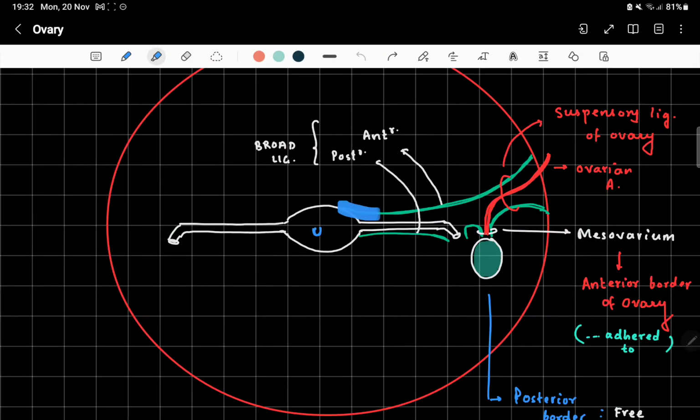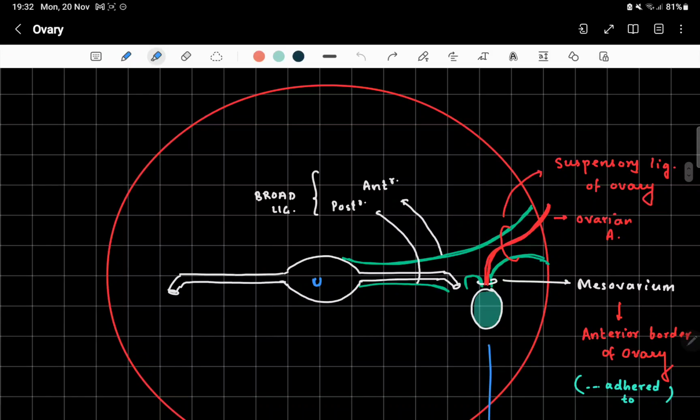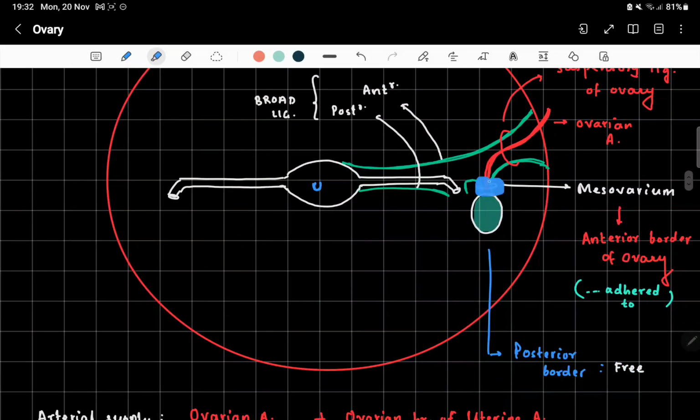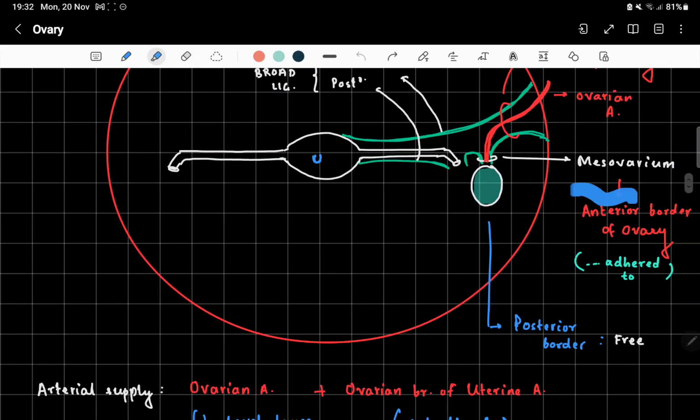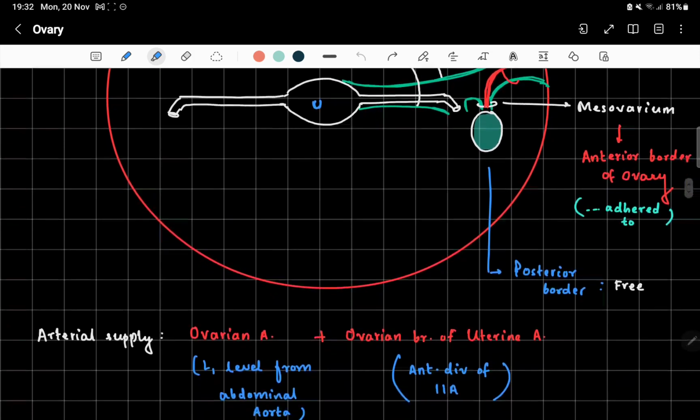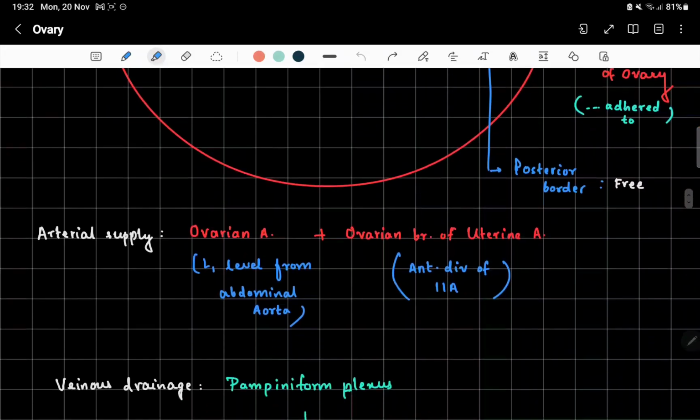What are the three parts? Your anterior border of your broad ligament, your posterior border of the broad ligament, and your ovarian artery. These three are forming the suspensory ligament of the ovary, and combined, these three are called the mesovarium, which is present in the anterior border of the ovary. It is adhered to the anterior border of the ovary, and the posterior border of the ovary is free.